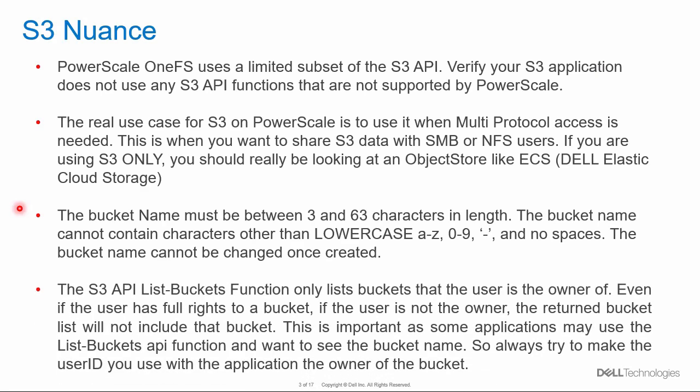The S3 API list buckets function only lists buckets that the user is the owner of. Even if the user has full rights to the bucket, if the user is not the owner, the returned bucket list will not include that bucket. This is important as some applications may use the list buckets API function and want to see the bucket name. So always try to make the user ID you use with the application the owner of the bucket.